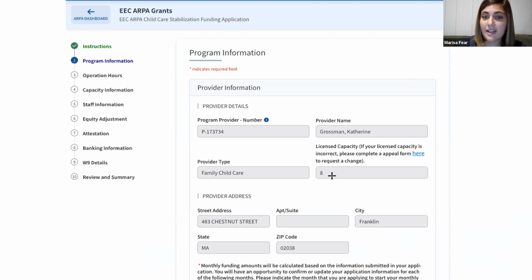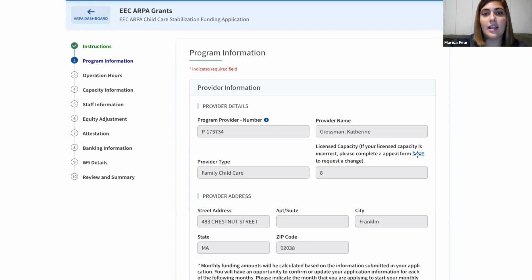So if you go on to your application and you see that your license capacity number is incorrect, so let's say that this woman actually serves 6 children, what you can do is click on the blue button here and file an appeal. You'll be able to correct and change the information about her license capacity there. You can also file an appeal for eligibility.